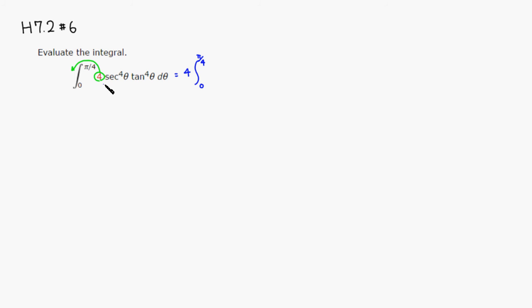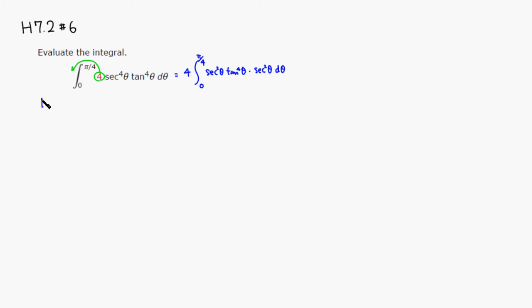It looks like you have secant to the fourth and tangent to the fourth. We can probably leave a secant squared out. So we have secant squared of theta, tangent to the fourth of theta, and I'm going to leave this secant squared of theta out here with respect to theta. So let's go through a substitution.